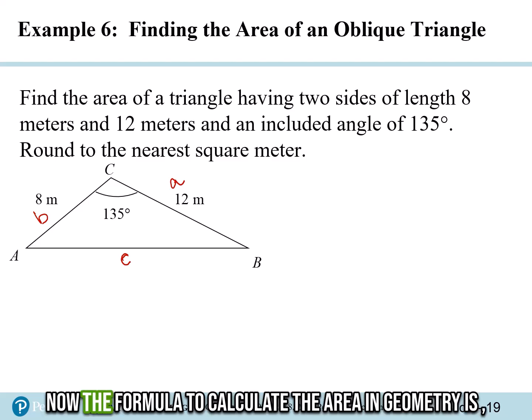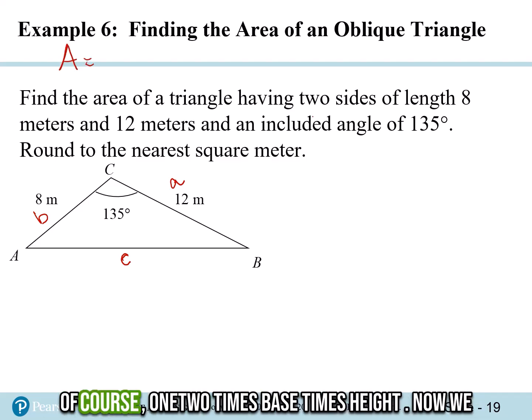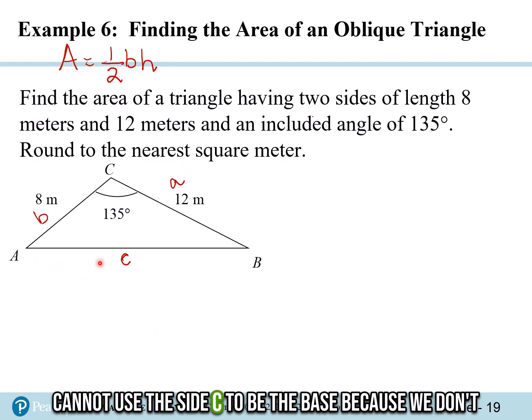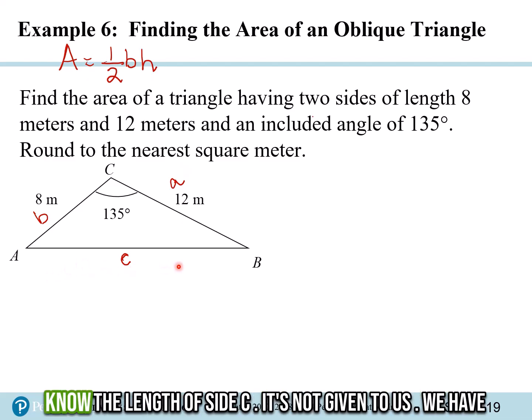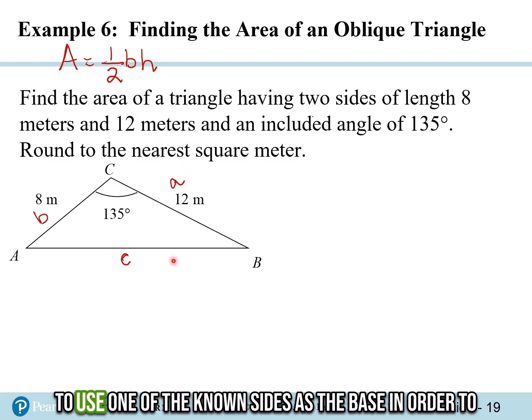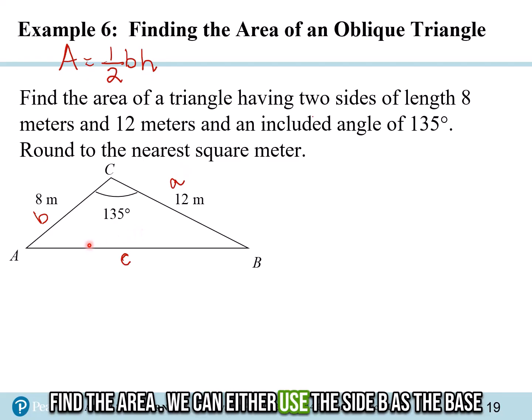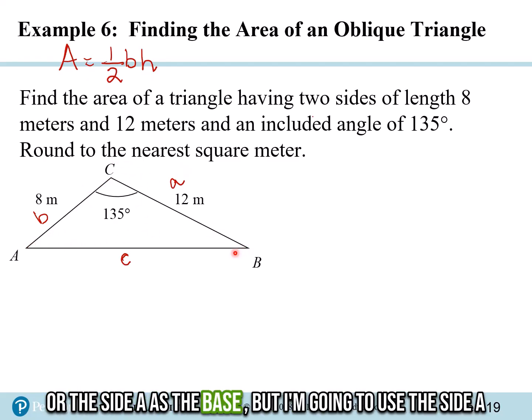All right. Now the formula to calculate the area in geometry is, of course, 1/2 times base times height. Now we cannot use the side C as the base because we don't know the length of side C. It's not given to us. We have to use one of the known sides as the base in order to find the area. We can either use the side B as the base or the side A as the base, but I'm going to use the side A as the base.